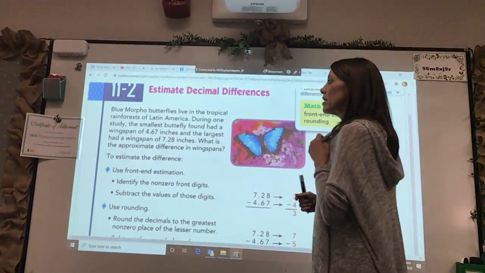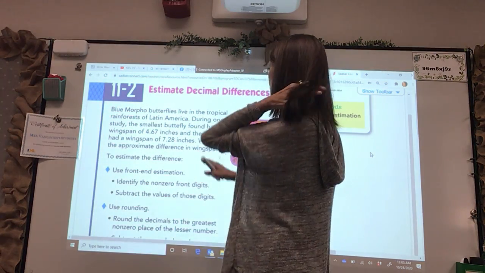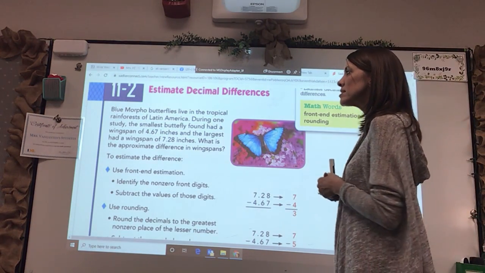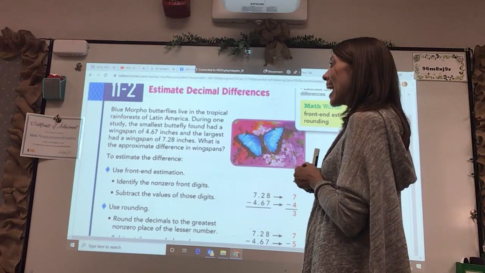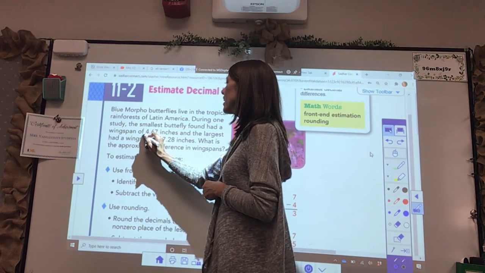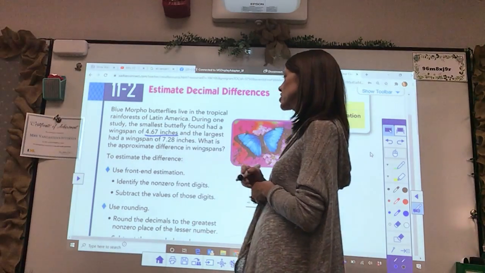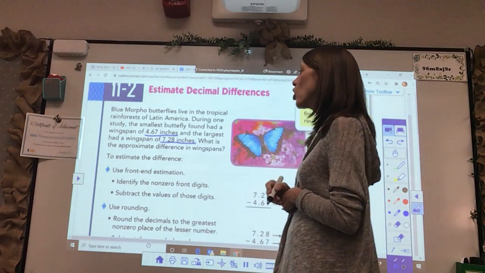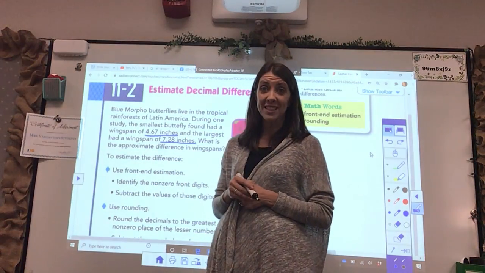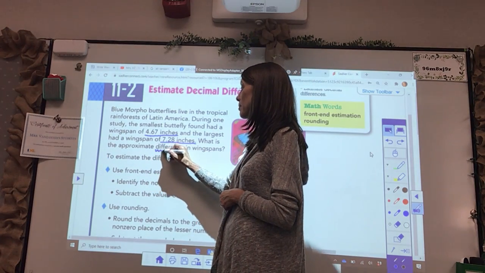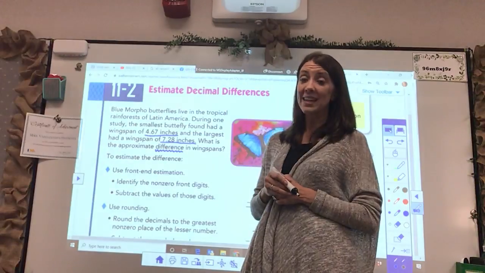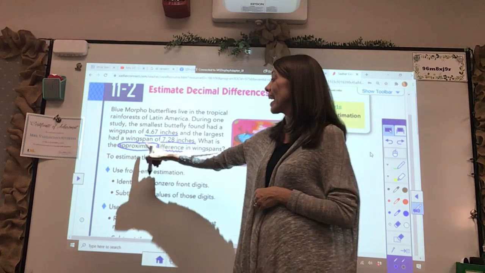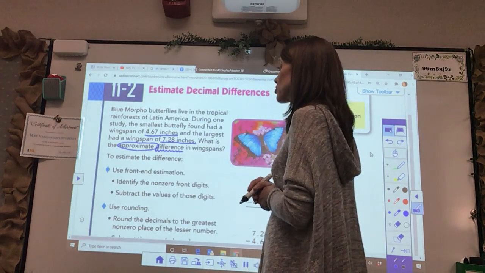We're on 11-2. Remember, you're keeping track of what your classwork and your homework is for each day. Blue morpho butterflies live in the tropical rainforests of Latin America. During one study, the smallest butterfly found had a wingspan of 4 and 67/100 inches, and the largest had a wingspan of 7 and 28 inches. What is the approximate difference in wingspan? We notice that if we're talking about difference, we are going to be subtracting. And we know that if we see words like approximate, we are going to be estimating. So we are estimating the difference between the two by subtracting.